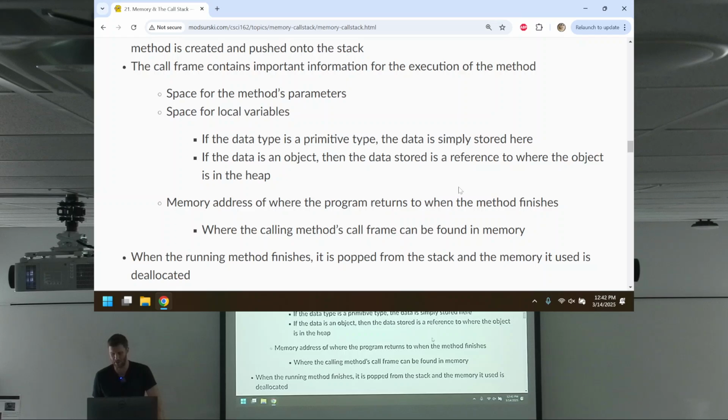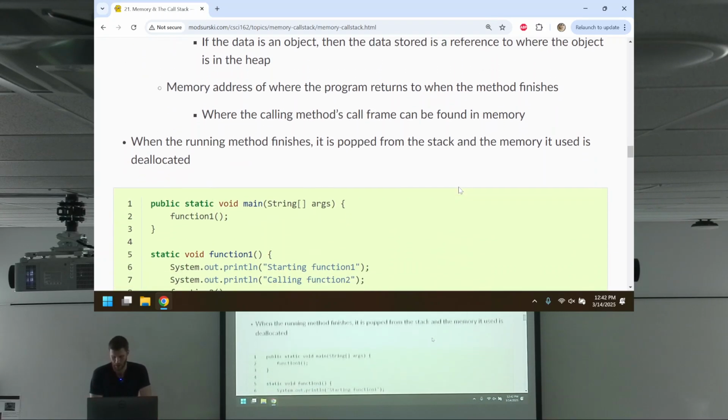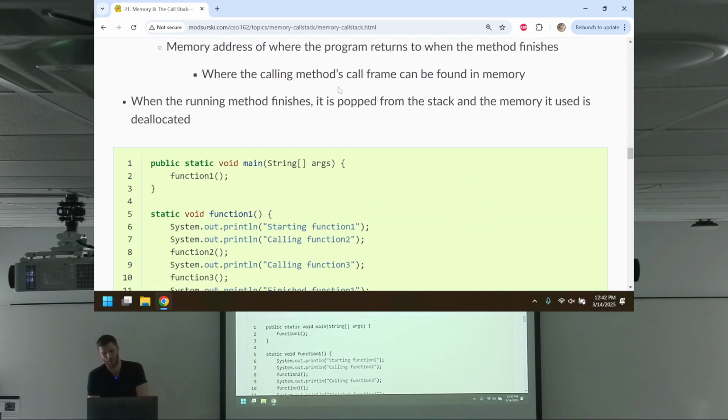And memory addresses of where the program returns when it's done. This is the idea that when a method finishes, it's got to return to the calling method. For us, when we're dealing with high-level programming languages like Python and Java, it's like, well, which one? Well, the one that called it. It's obvious, right? We know that. But the computer needs to know. So you need to tell it, return to this method, so it can go back there. Okay, so this is basically where the calling method's call frame can be found in memory.